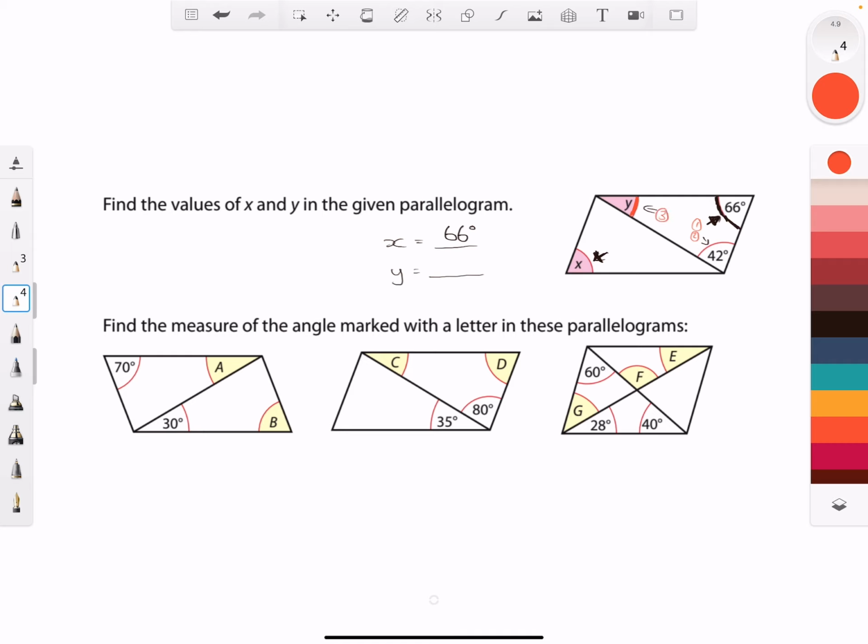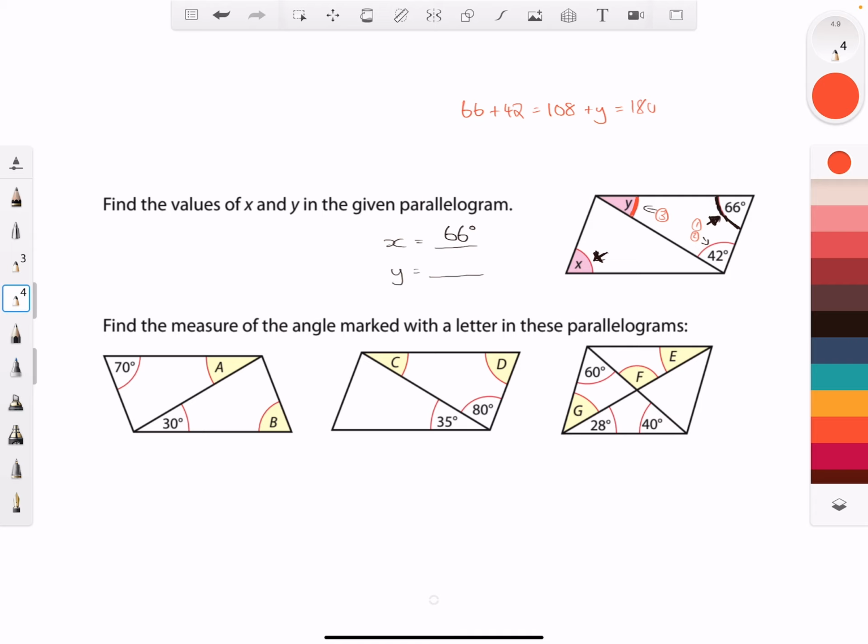And if we add all the 3 angles together, we should get 180 degrees. So let's do that up here. Let's add 66 plus 42. That will give us 108. And that means that whatever y is, if we add it on to 108, it should give us 180, shouldn't it? So whatever y is, it has to add on to 108 to give us 180.